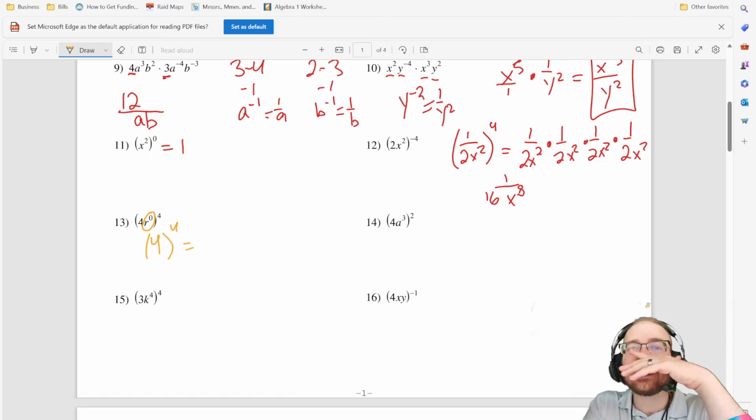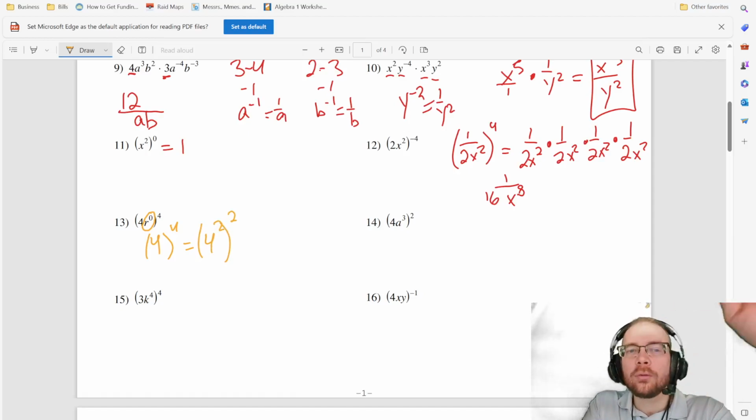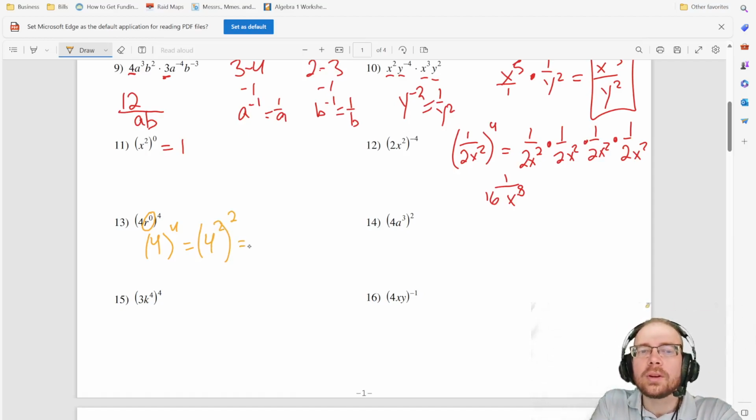So the trick with taking something to the 4th power is to square it and then square it again. If you do 4 squared and then you square it again, that's the same thing as 4 to the 4th power. That's a little trick. 4 squared is 16. 16 squared is 256.